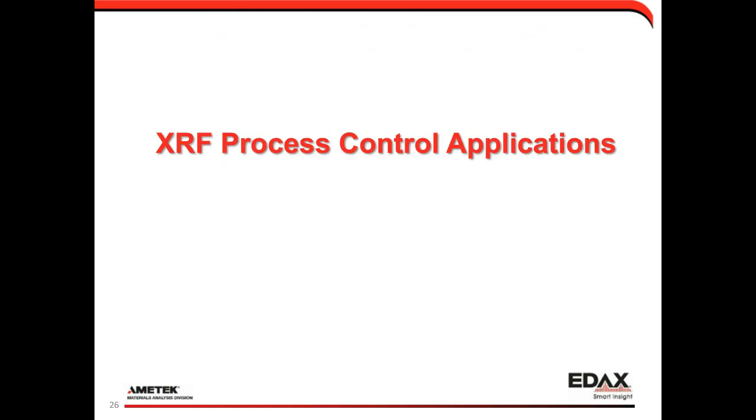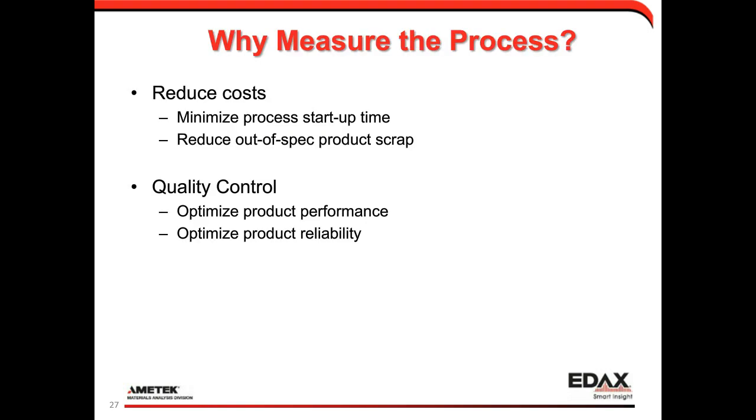So we're going to describe now some applications in process control types of environments and some differences in the different kinds of process control applications. In general, we always ask the question, why are we measuring the process? If it's not that critical to control something, there's no need to measure the process. If you find that there's some parameter that you need to control very tightly, it becomes important to measure the process. So there's always basically two factors here, reducing costs and quality control.